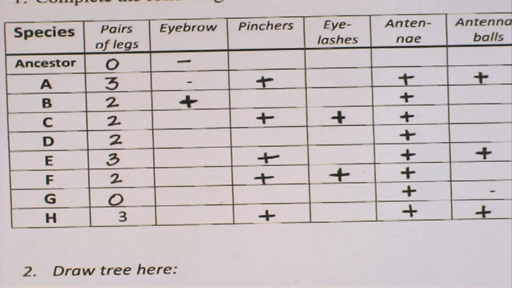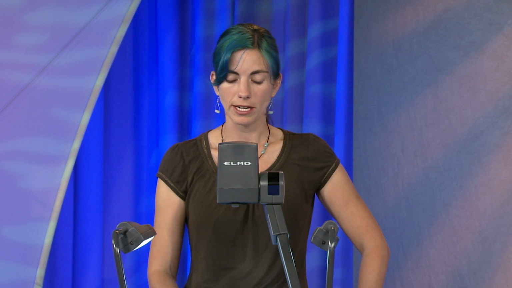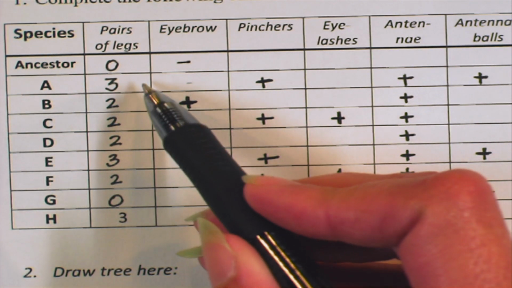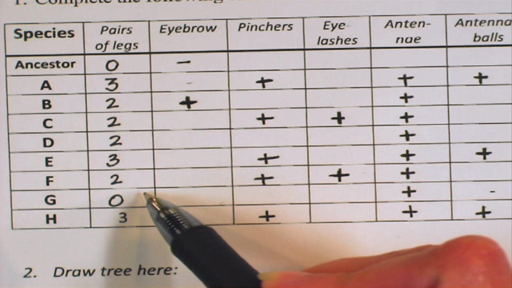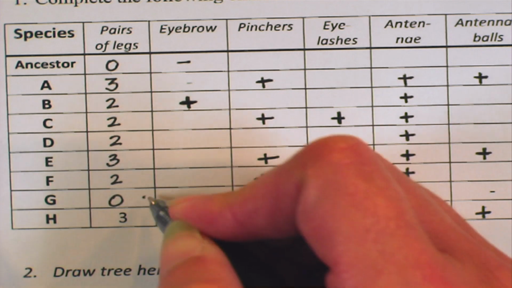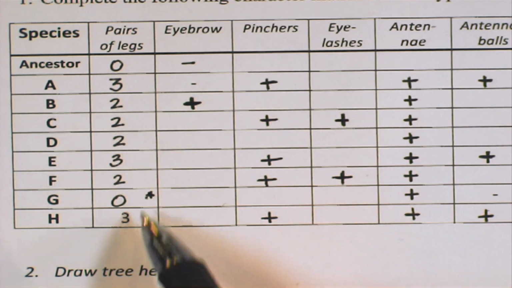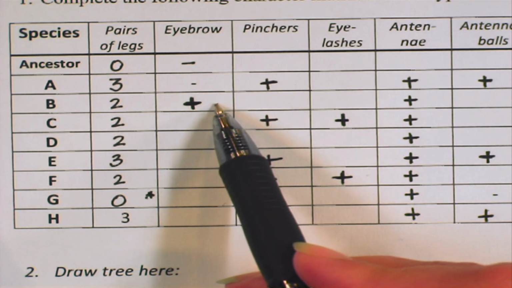What we want to do now is see if there are any character states that are a little bit different for all the other 8 organisms, A through H. If we start here, pairs of legs looks really tempting because you see 3, 2, 2, 2, clearly more, until we get down to G. So let's make a note that except for G, the rest of these have pairs of legs. Not very many creatures have eyebrows.